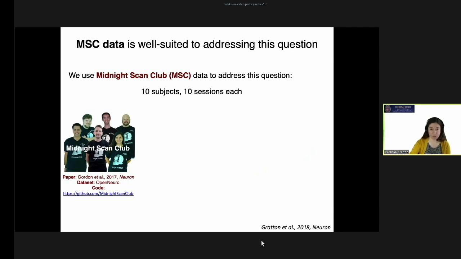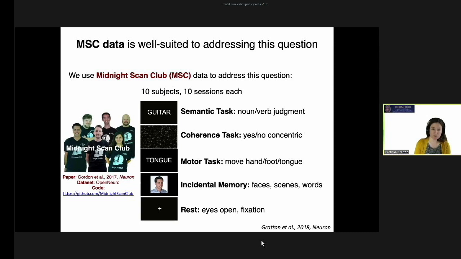In addition to the resting state data that was used to create those maps, these participants also completed 4 other tasks within each session. One was a semantic task in which participants were asked to make a noun-verb judgment on a word. Another was a dot coherence task in which participants were asked to decide whether or not dots were arranged concentrically on a screen. There was a motor task where participants were asked to move their hands, feet, or tongue. And an incidental encoding task where participants were asked to categorize faces, scenes, and words that were repeated over time.